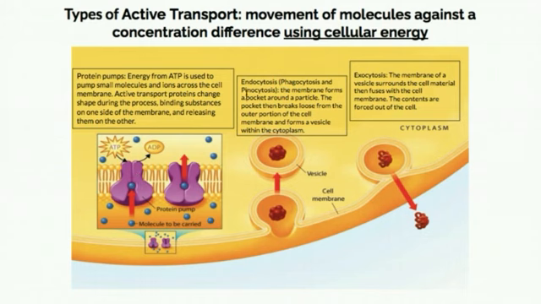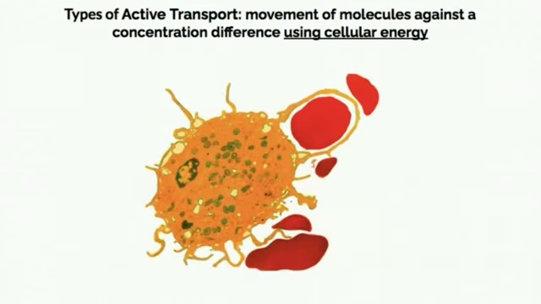All right, our other two types, endo and exocytosis. Within endocytosis, there are phagocytosis and pinocytosis. That can be the membrane forms a pocket around a particle, then the pocket breaks loose from the outer portion of the cell and forms a vesicle within the cytoplasm. Exocytosis is basically just the opposite of this. The membrane of a vesicle surrounds the cell material, fuses with the cell membrane, and the contents are forced out of the cell.